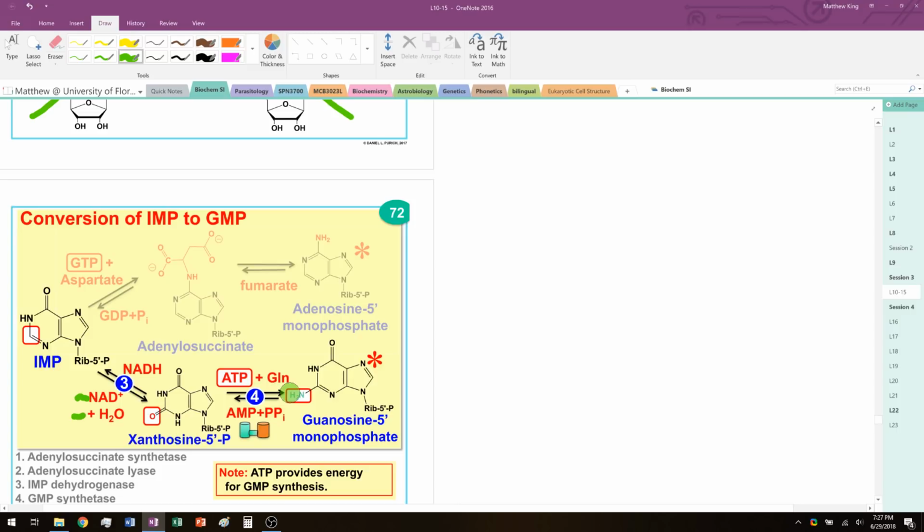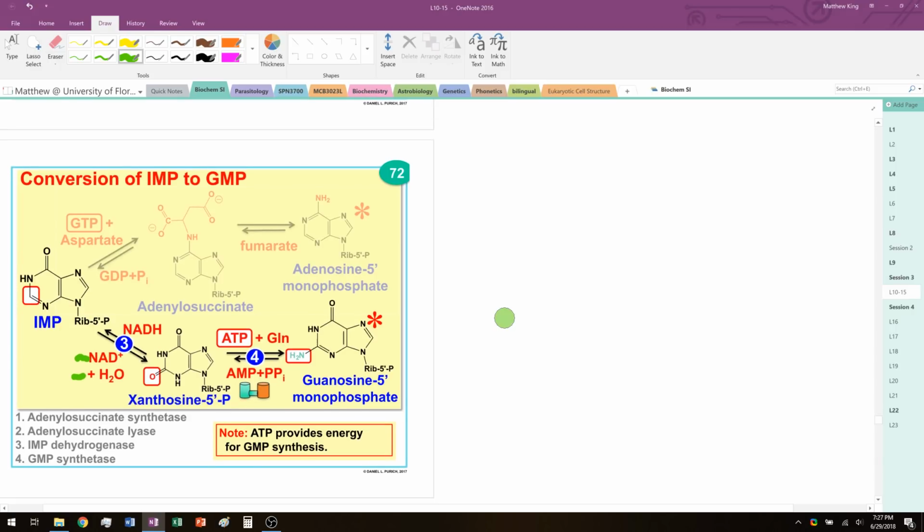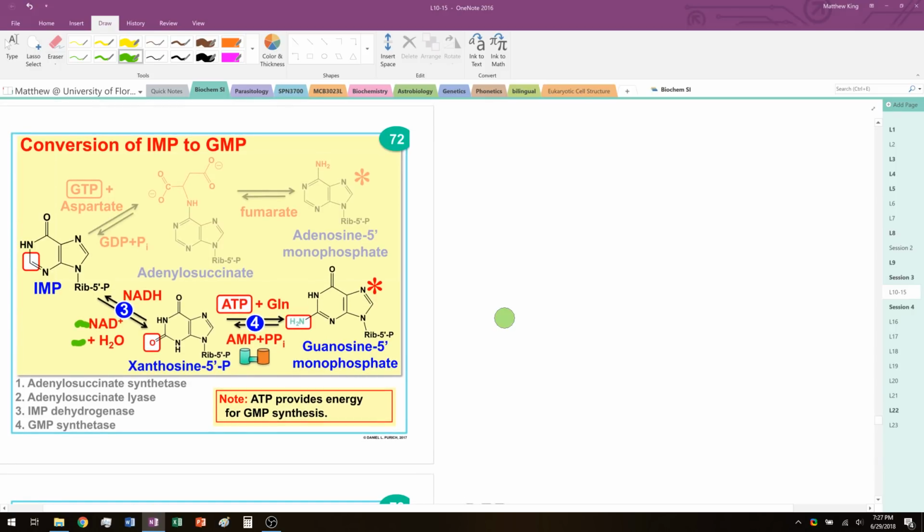So kind of forget what I just said a second ago, but in order to turn this oxygen into a nitrogen and form a double bond right here, we're going to have to use ATP and glutamine. That's how we're going to do it, and GMP is the final product. Notice we're using ATP to make GMP, and in the above, we were using GTP to make AMP over here. Okay, so that's everything you need to know about making purines.